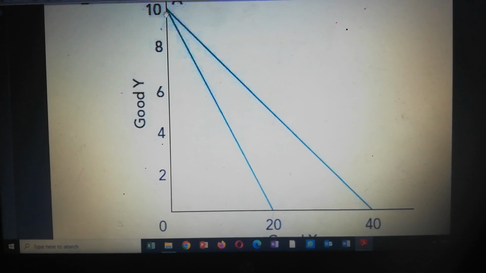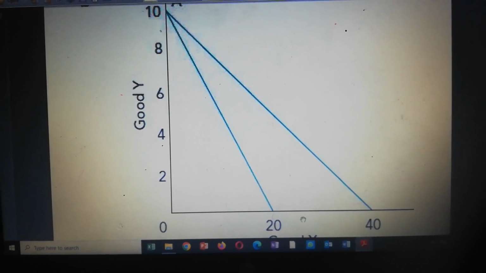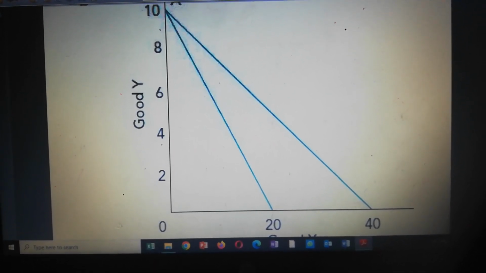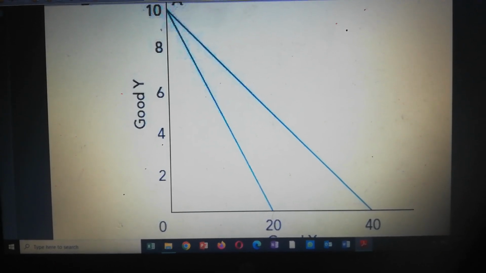It remains pivoted because the price for Y did not change. So the consumers are buying more of the one whose price has changed. That gives us another important scenario known as the substitution effect and the income effect. Whenever there is a change or a shift in the budget line, that is caused by either the income effect or the substitution effect.